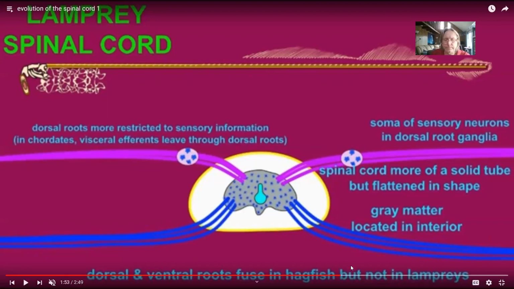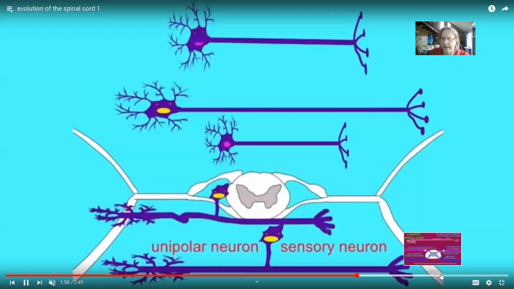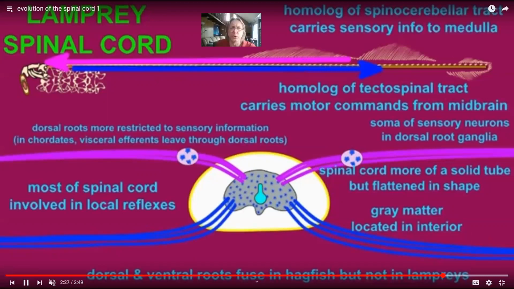The dorsal and ventral roots fuse in hagfish, but not in lampreys. And so, because they are both jawless fish, what's the more primitive condition isn't entirely clear. Now, spinal cords and brains work a little bit differently in these jawless fish.